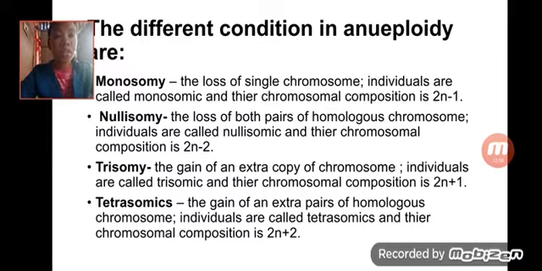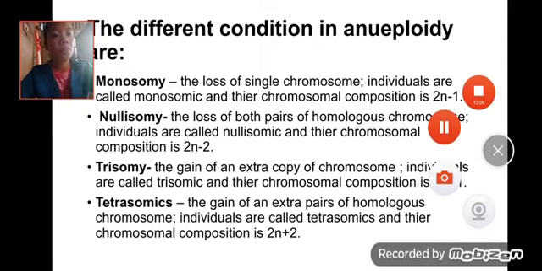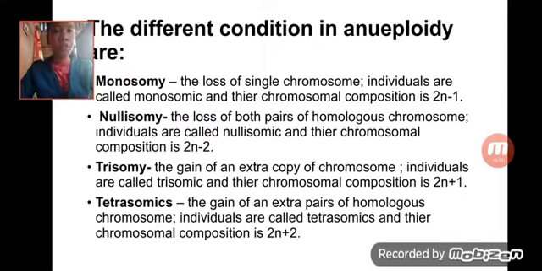Nullisomy is the loss of both chromosomes of a homologous pair. Individuals are called nullisomic and their chromosomal composition is 2n-2. Trisomy is the gain of an extra copy of a chromosome. Individuals are called trisomic and their chromosomal composition is 2n+1. And the last is tetrasomy, the gain of an extra pair of homologous chromosomes. Individuals are called tetrasomic and their chromosomal composition is 2n+2.